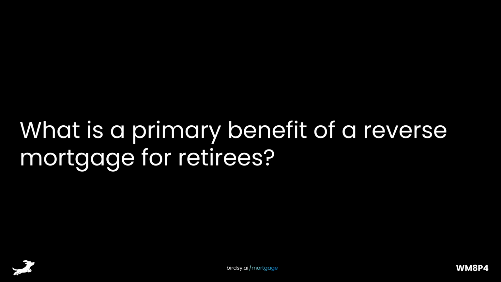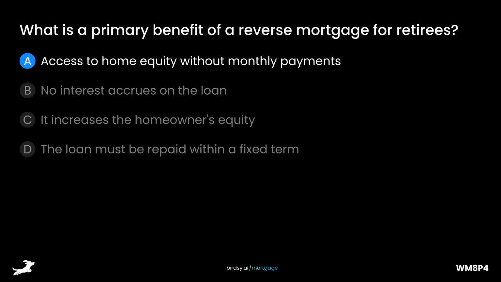What is a primary benefit of a reverse mortgage for retirees? Is it A, access to home equity without monthly payments? B, no interest accrues on the loan? C, it increases the homeowner's equity? Or D, the loan must be repaid within a fixed term? The answer is A, access to home equity without monthly payments.